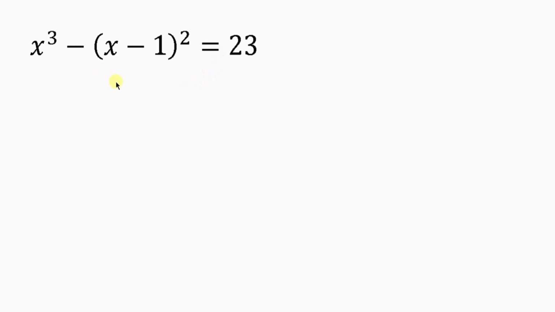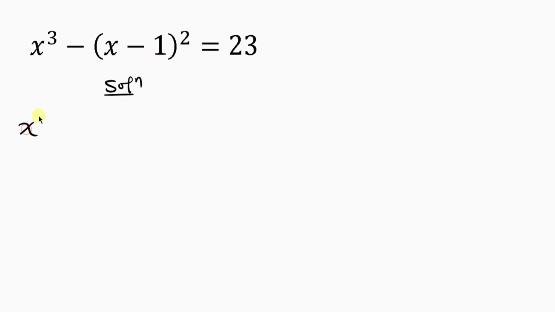Well, our first step towards solving this question will be for us to simplify this 23. Now, I have a cube here, which means this is a perfect cube, and I have a square here, which means this x minus 1 is a perfect square. So I'm going to be simplifying 23 such that it has a perfect cube and a perfect square. So let's go ahead and do that.